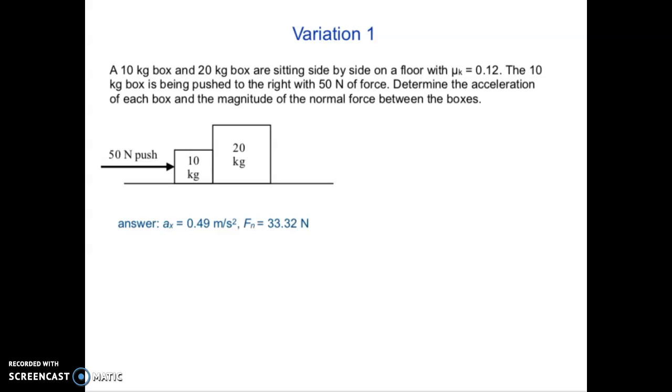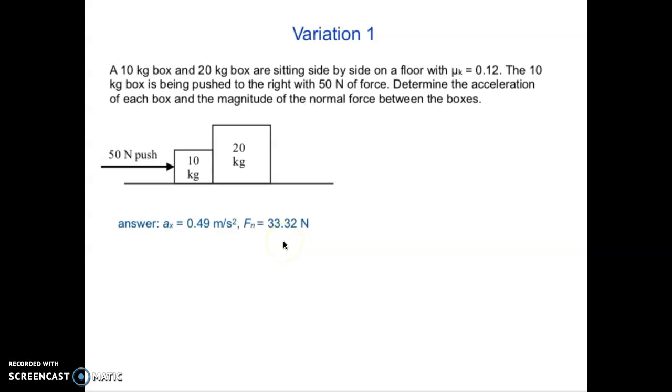Here's a variation for you to work on. Two boxes stacked next to each other on the floor. You are exerting a horizontal pushing force of 50 newtons, pushing the 10 kilogram box. In this case, there is friction with the floor, so we have a kinetic coefficient of friction, and we want to figure out the normal force between the boxes and the horizontal acceleration. The answers are right here.